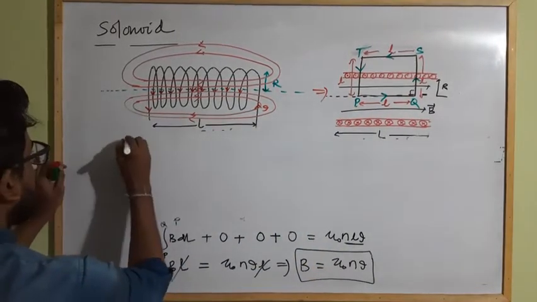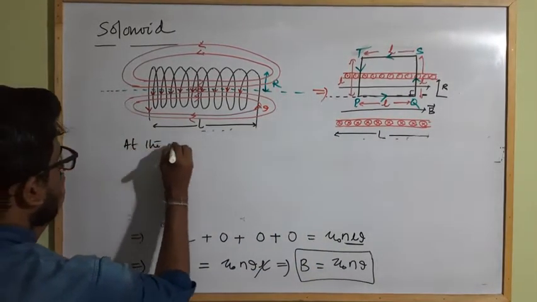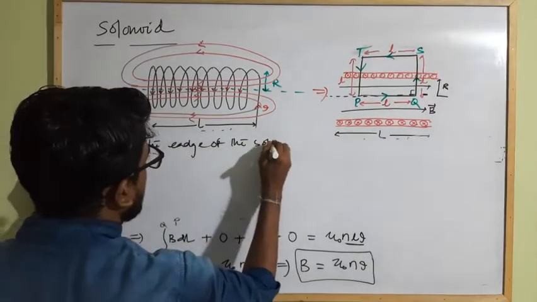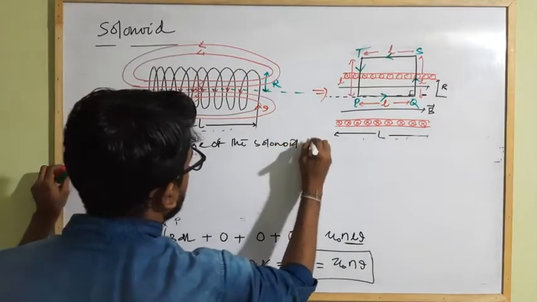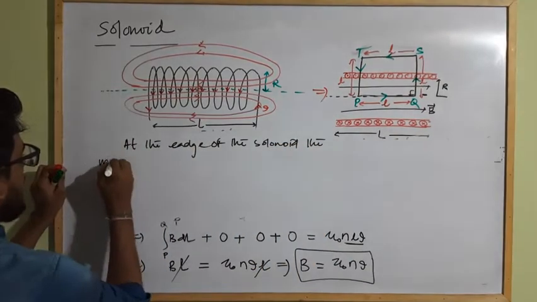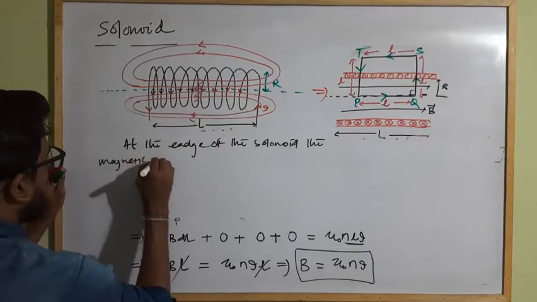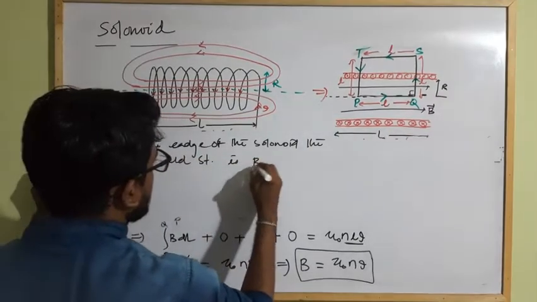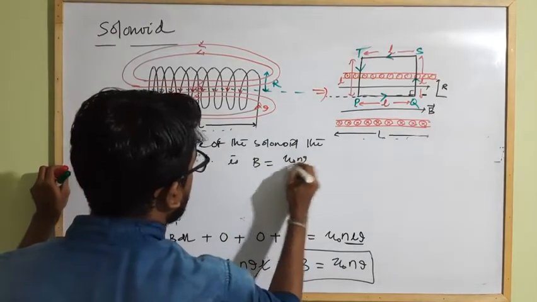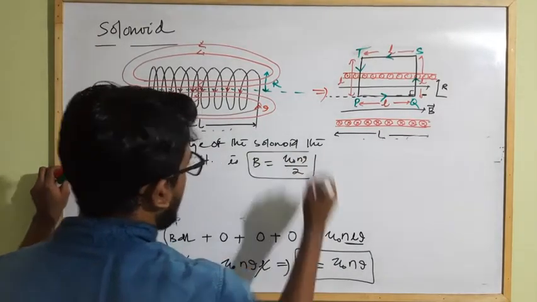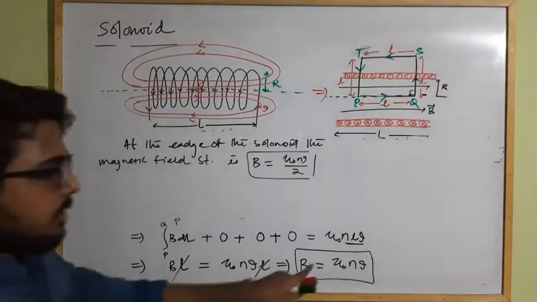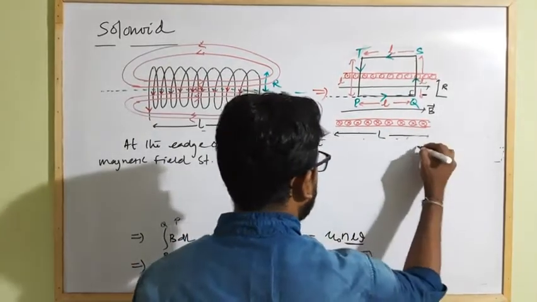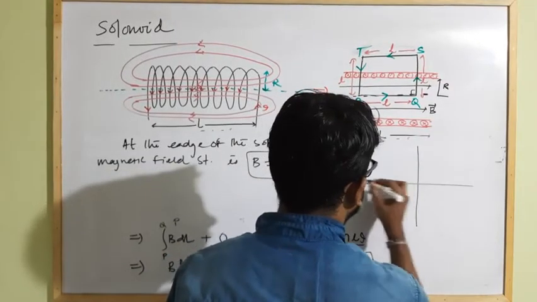at the edge of the solenoid, the magnetic field strength is B equal to mu naught n I by 2, half of the magnetic field strength inside the solenoid. Clear? And we already discussed this in the previous lecture, and the graph will be like this.